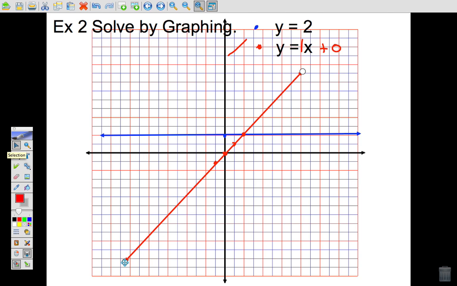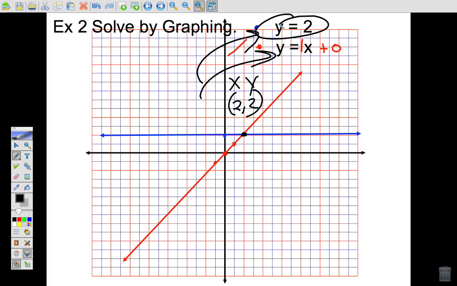And you can see then where these two lines are going to cross. You can see that these two lines are going to cross right there. And that point would be, let's see, right 2, up 2. That point, or in other words, our solution is (2, 2). And again, if I stuck 2 in for x and 2 in for y into either of these equations, it's going to make it true. For example, in the top one, if I put 2 in for y, is 2 equal to 2? It is. It makes it true.